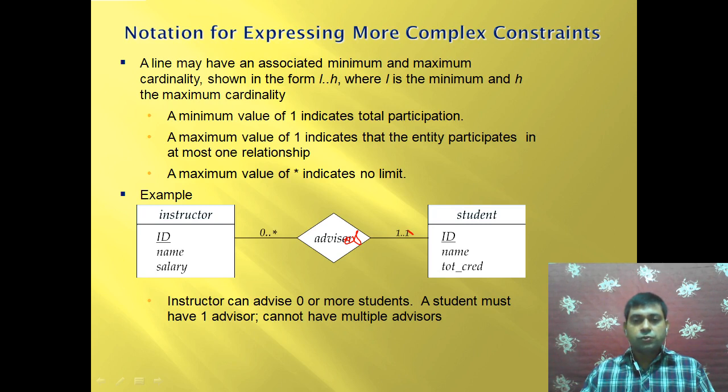or many students. Okay. 1..n means an instructor is advising at least one or more than one. So here it is written clearly that a minimum value of 1 indicates total participation. A maximum value of 1 indicates that the entity participates in at most one relationship. A maximum value of star indicates no limit.